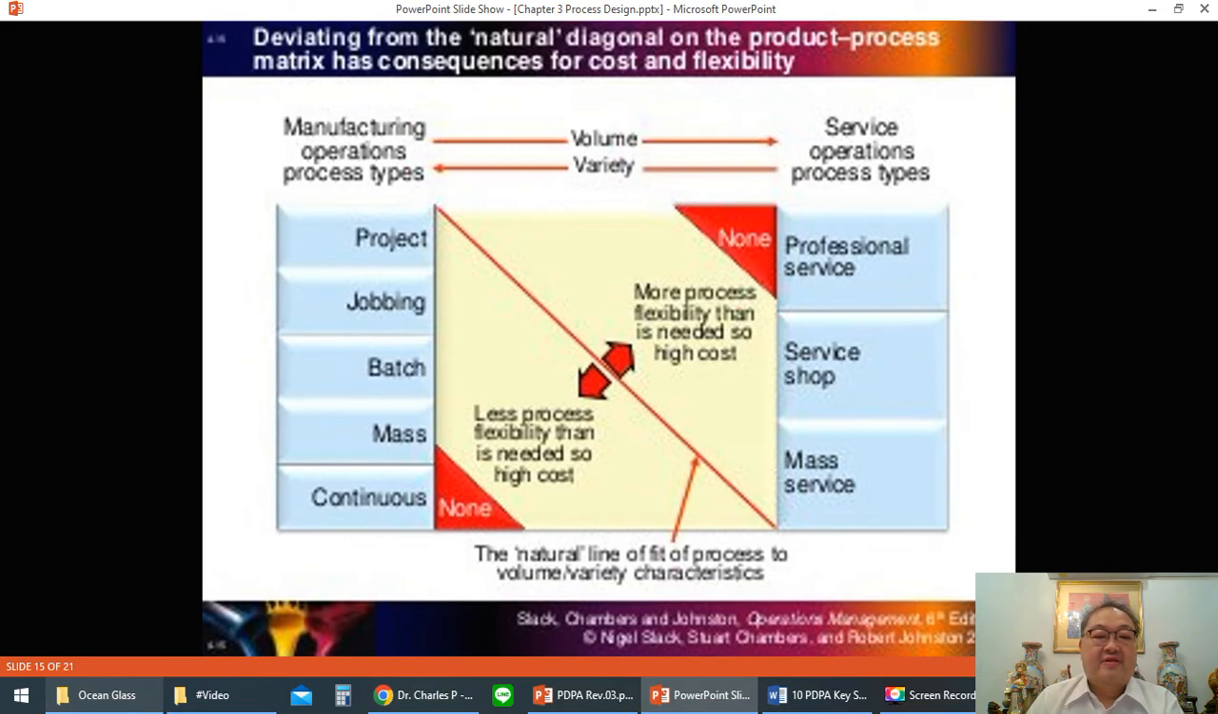Deviating from the natural diagonal on the product process matrix has consequences for cost and flexibility. Cost and flexibility are always the key words for every operation management. We try to minimize the cost and also try to be more flexible, but most of the time cost and flexibility are vice versa. You have to try to find the best match for your product and services.